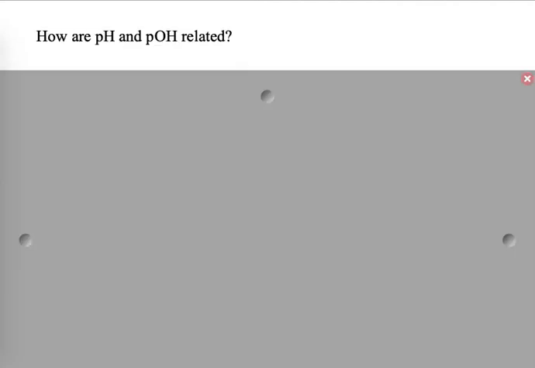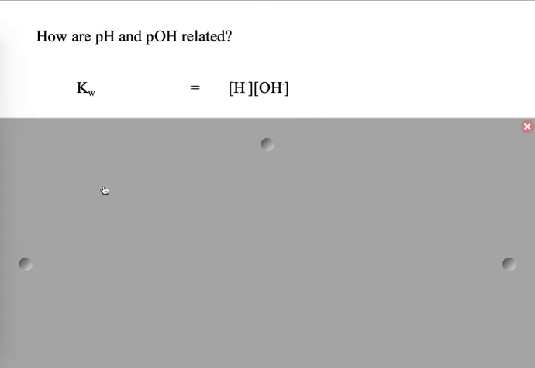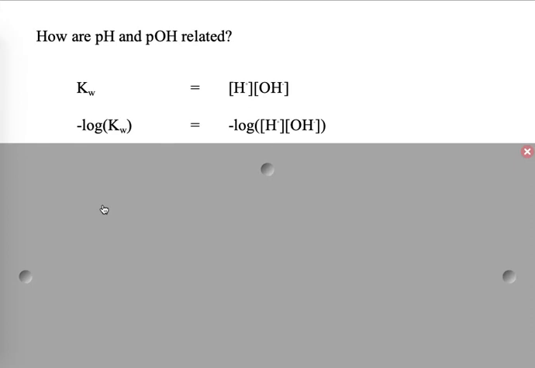Now, as you might guess, there is a distinct relationship between pH and pOH. Let's see how that works. We'll begin with the Kw expression. Kw equals the product of the hydrogen ion concentration and the hydroxide ion concentration. If I take the negative base 10 logarithm of both sides, negative log of Kw, that will be equal to the negative base 10 logarithm of the product of the hydrogen ion concentration and the hydroxide ion concentration.